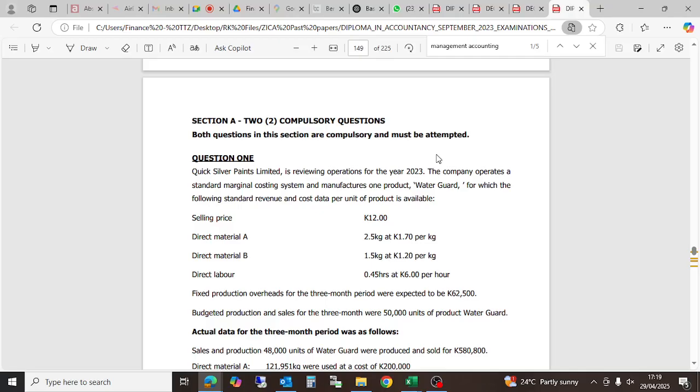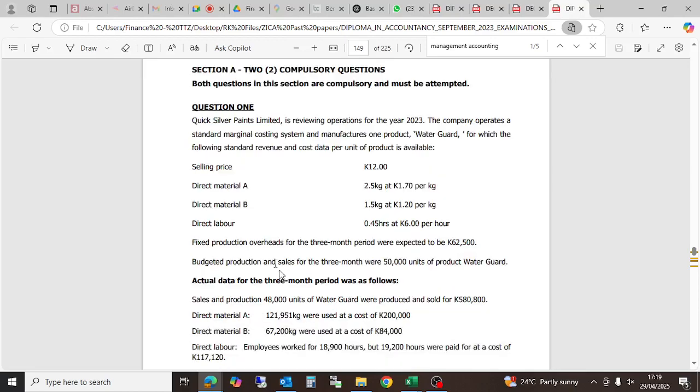The question reads, Quicksilver Paints Limited is reviewing operations for the year 2023. The company operates a standard marginal costing system and manufactures one product, WaterGuard, for which the following standard revenue and cost data per unit of product is available. The selling price is 12 kwacha. We have direct material A, direct material B, and direct labor. We have fixed production overheads for the 3 month period, expected to be 62,500 kwacha.